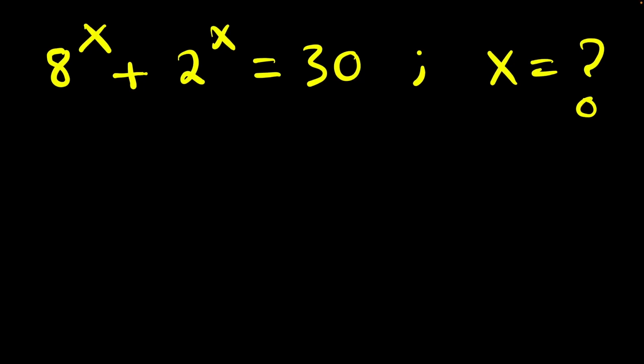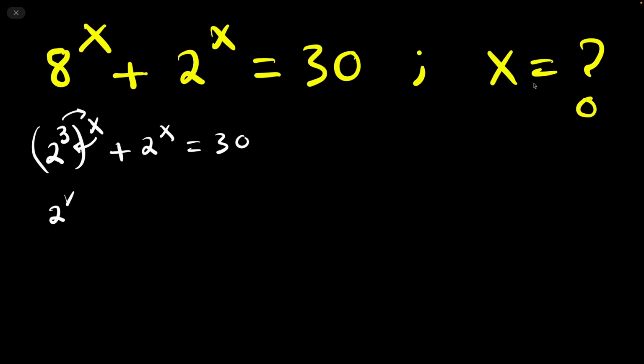Today I have a very interesting question for you: 8 to the x plus 2 to the x is equal to 30. What is the value of x? In order to solve this question, first of all, I'm going to factorize it, and I'm going to write 8 as 2 to the third, whole to the x, plus 2 to the x is equal to 30. So here I can replace 3 with x. I can write 2 to the x, whole to the 3, plus 2 to the x is equal to 30.